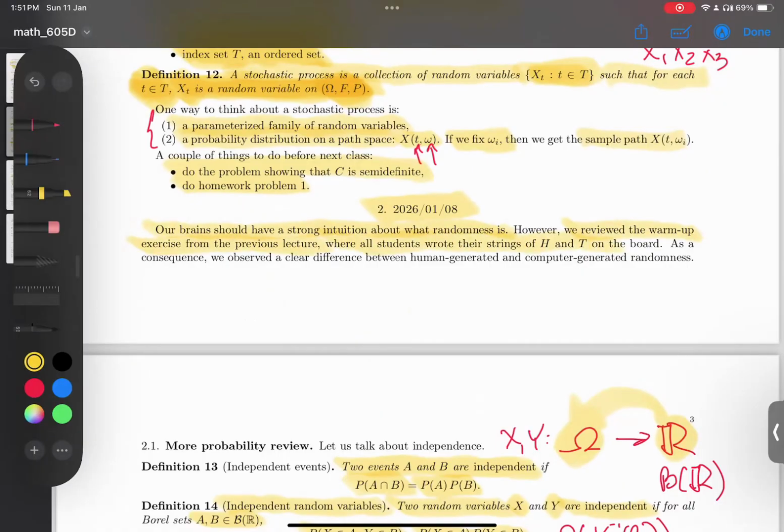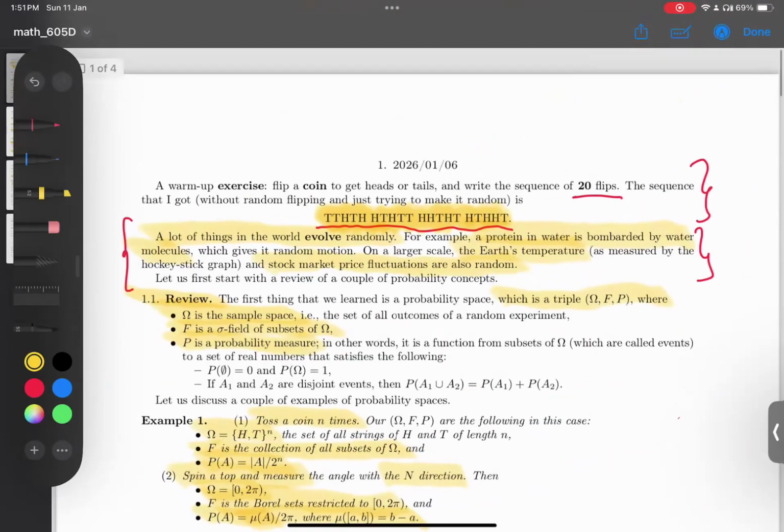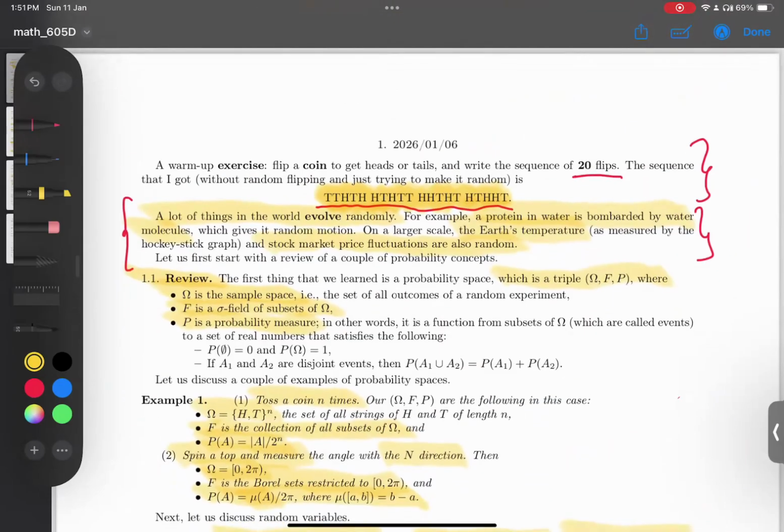However, we reviewed the warm-up exercise from the previous lecture, where all students wrote their strings of heads and tails on the board, and we had around 10 of them. As a consequence, we observed a clear difference between human-generated and computer-generated randomness. And what was interesting, more or less my sequence was similar to all other students' sequences.